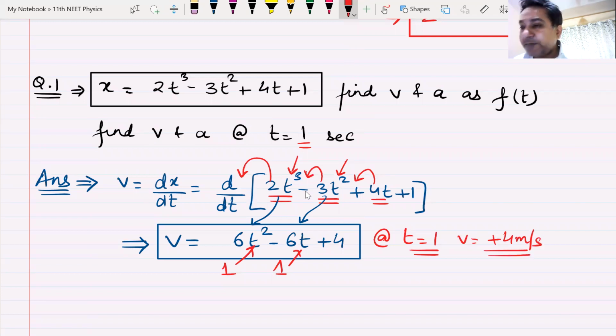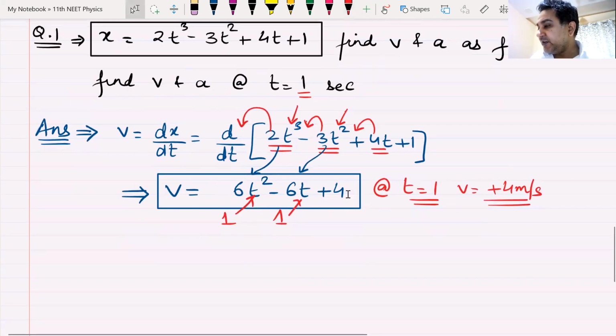Am I clear with this? Can I have some raised hands? Let me understand this, sir. How we got plus 4 meter per second?